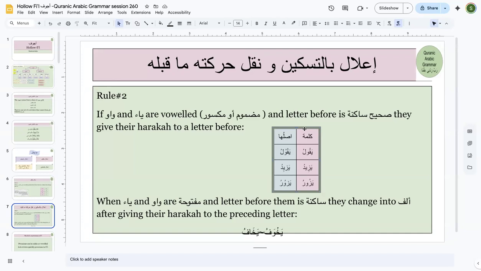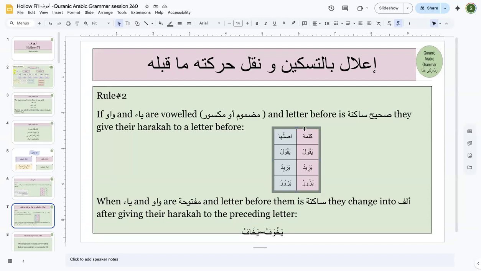Isn't it something like, there's a naql that happened, and then they took upon themselves a sukoon, right? They became sakina, and they were generous to give their haraka to the letter before. Is this clear to all of you? Rule number 2. So your word yaqulu originally was yaqwulu. Your word yazidu that you see in Quran was originally yaziydu. Your word yazuru was yazwuru.